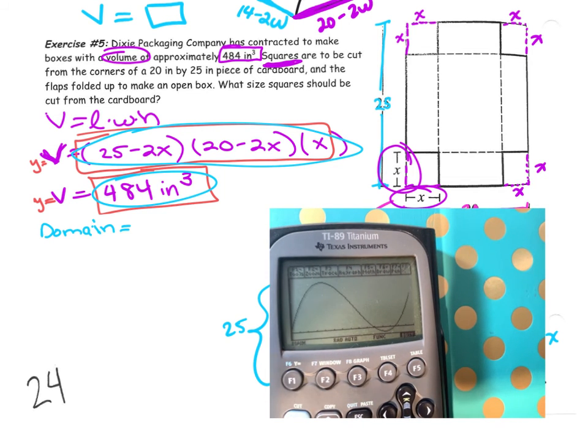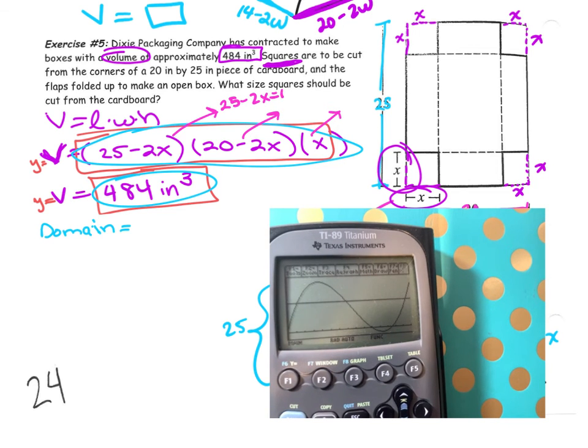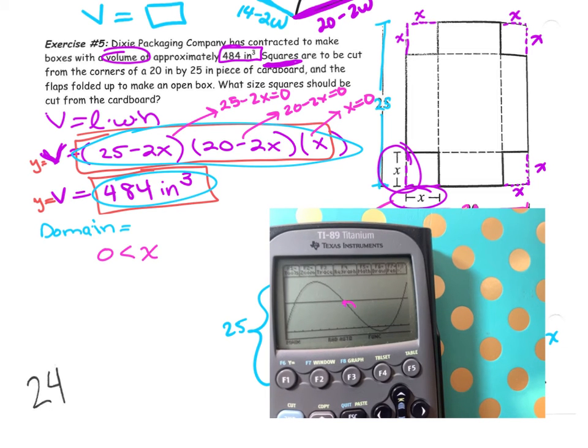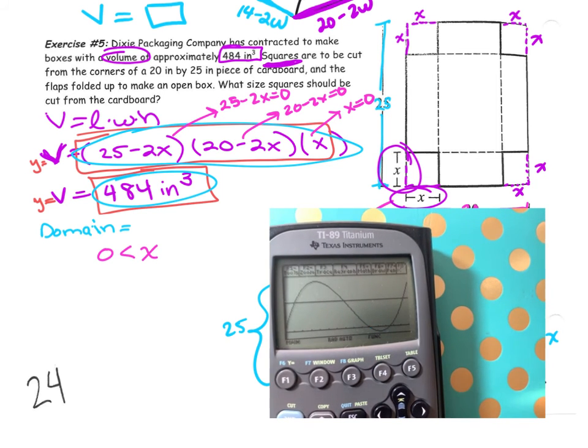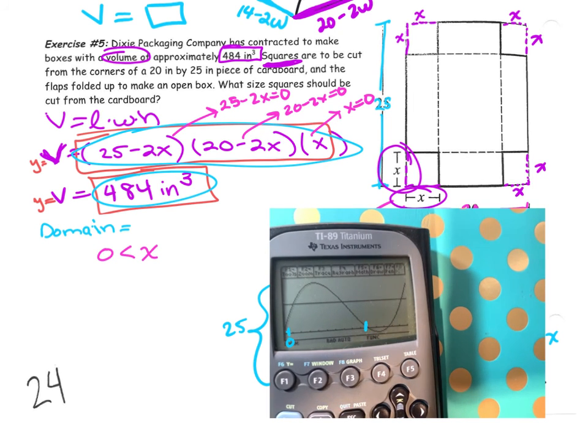Now I do want to talk about domain as this is getting graphed. Remember, the domain x values we can find by finding the roots. So if I have 25 minus 2x equaling 0, 20 minus 2x equaling 0, and x equaling 0, we know we're going to be between 0 and what? Remember, we don't include these negative values. That's dealing with a negative area, and you can't deal with a negative area. So your domain is going to be from 0 to whatever this x value is here. It's going to be the smaller x value of the two.